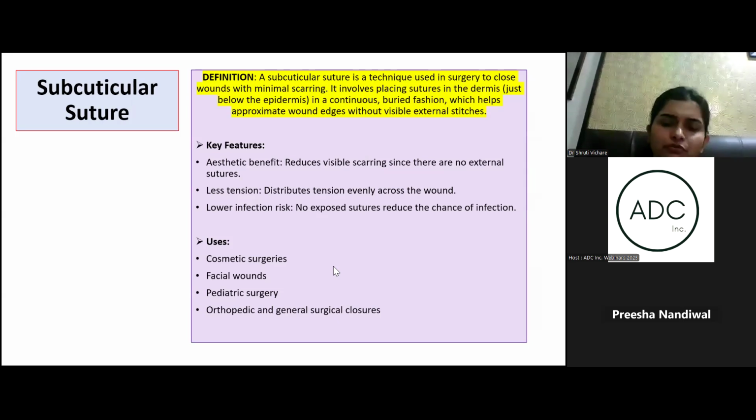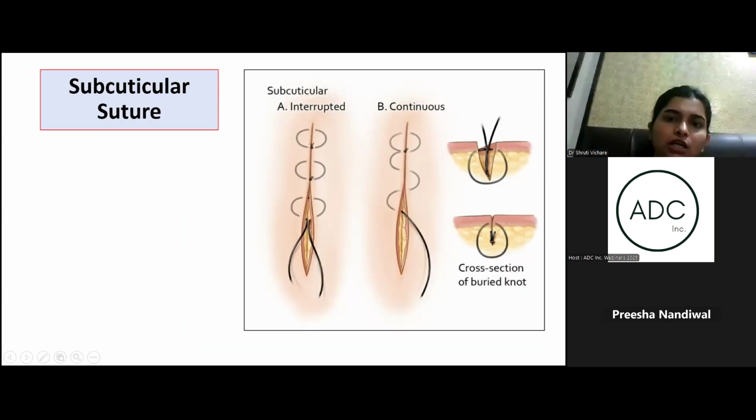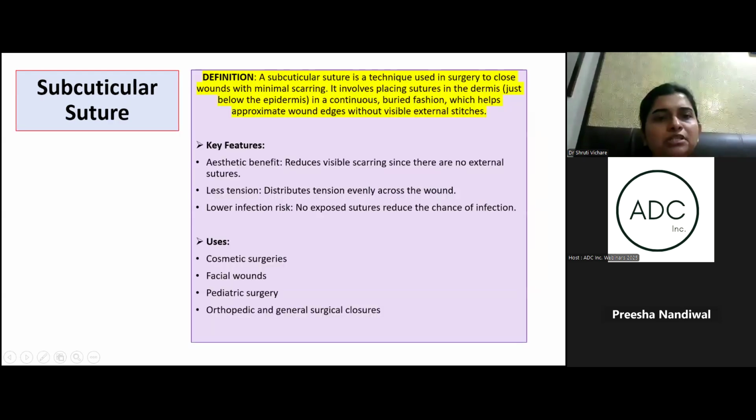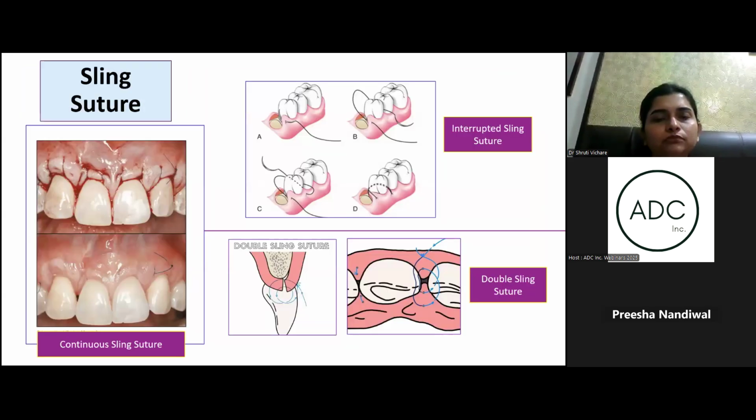What is the benefit of this? When you see it externally, the wound edges are approximated, but you won't be able to see any suture from outside. So you can deduce that they have a very good aesthetic benefit. When you need aesthetic suturing, especially of the face, we very commonly make use of subcuticular sutures. For cosmetic surgeries, for facial wound surgeries, and for pediatric surgeries where we don't want a lot of scarring to happen, we would go with subcuticular suturing.